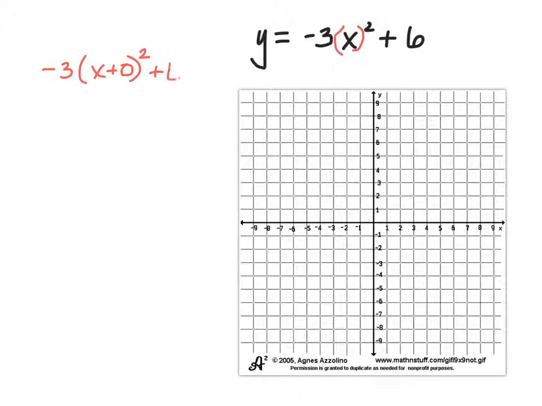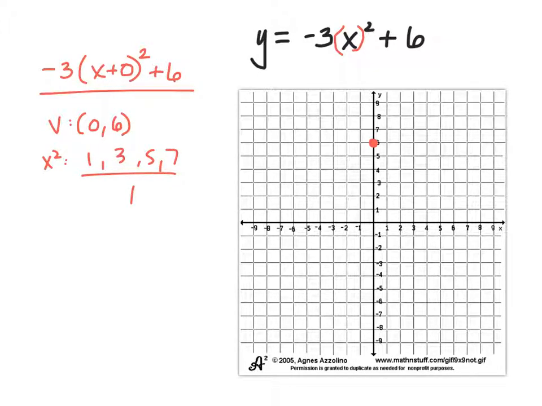And then the plus 6 on the outside. So if I do that, that's going to give me a vertex of (0, 6), which I can go ahead and plot. And then I know my normal x squared pattern is going to be 1, 3, 5, 7 over 1. And what I want to do is a vertical stretch by -3 on the top.